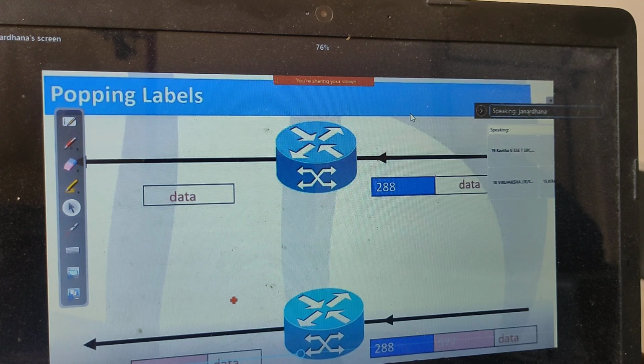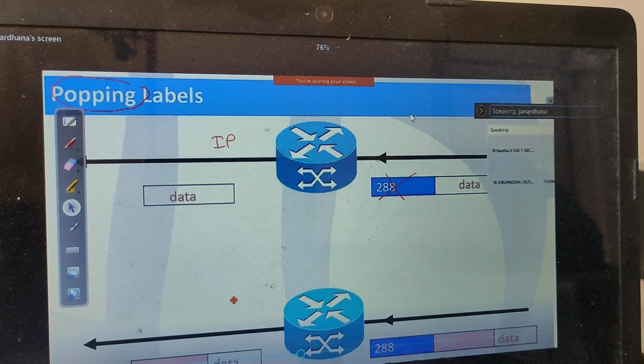Pop operation is when, at the end of the label switched path, you are delivering the IP packets to your normal conventional routers. The router at the edge will remove the label and deliver the actual IP packet. So this is the pop operation, the popping off operation.